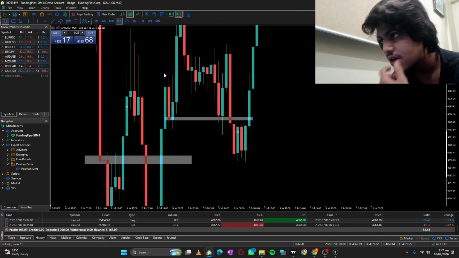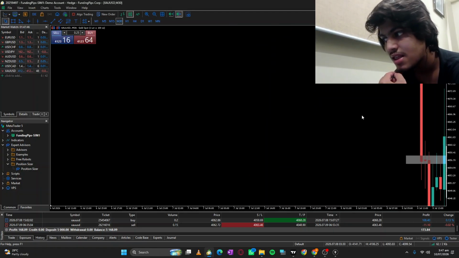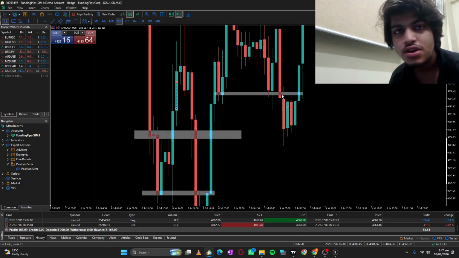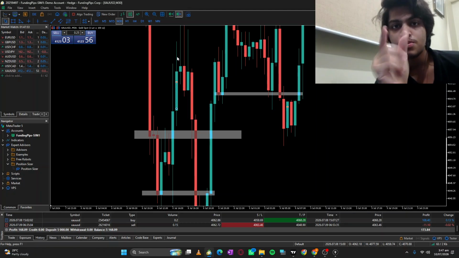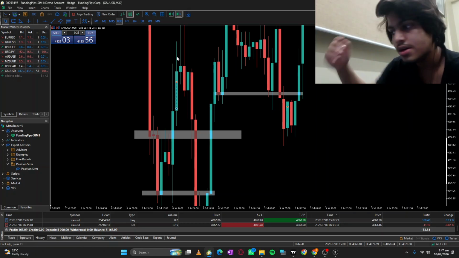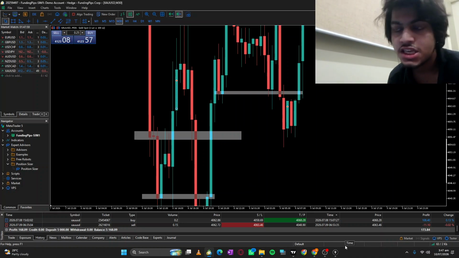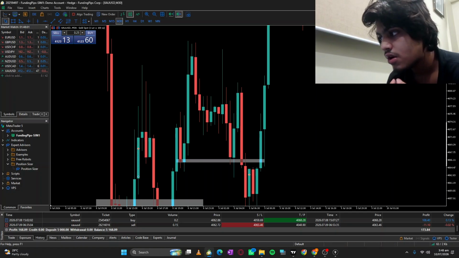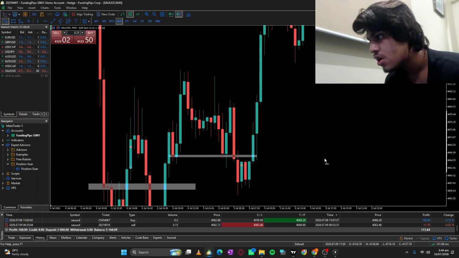I had entered over here. If you see the 1 hour, my entry was over here, and then I got stopped out. $11 stop loss. But see, the stop loss was so small, but my target was around $200. That was a very achievable target if price had gone there, but that never happened. It totally went the opposite of my analysis.